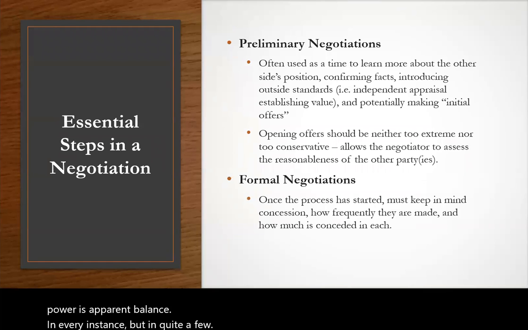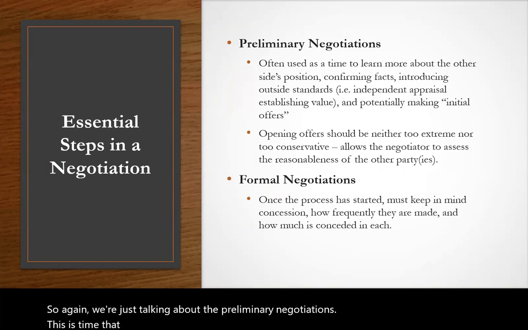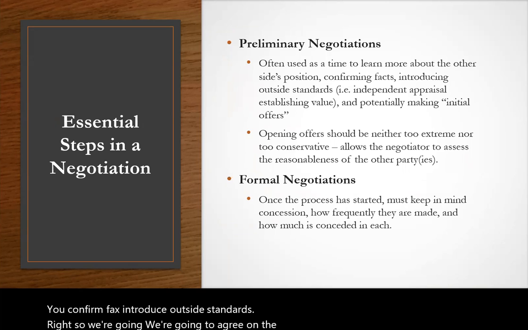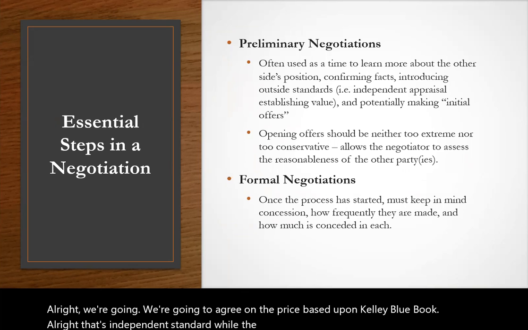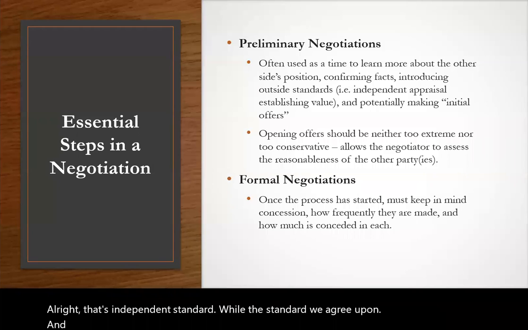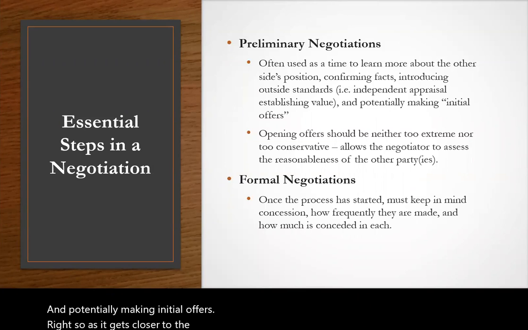So again, we're just talking about the preliminary negotiations. This is the time that you learn the other side's position, hopefully get to their interests. You confirm facts, you introduce outside standards, right? So, well, we're going to agree on the price based upon Kelley Blue Book, right? That's an independent standard, whether it's a standard we agree upon. And potentially making initial offers, right? So as it gets closer to the negotiation, say, well, you know what, so we don't have to negotiate, what if we just do this, right? You make an offer.